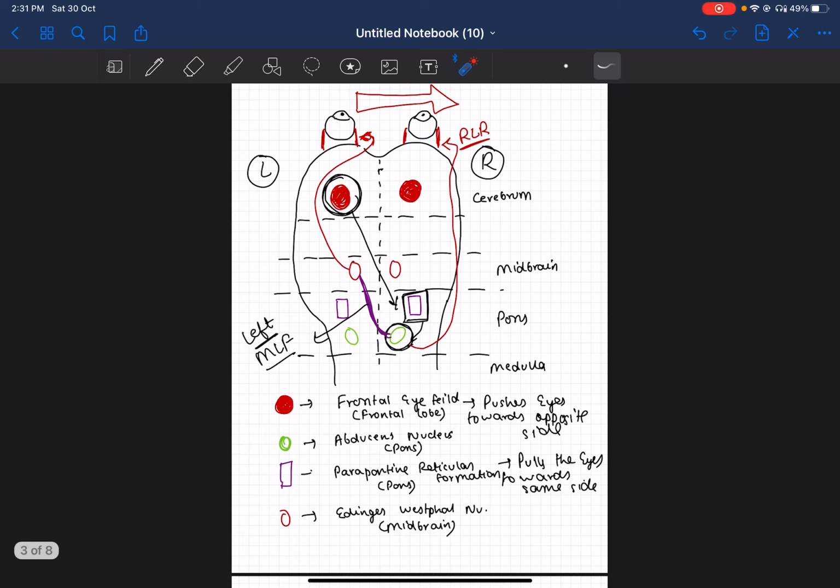Now you see the MLF, or the medial longitudinal fasciculus, is highly myelinated because we want that when the right eye is abducting, the left eye should adduct at the same time, and for this coordination it requires speed, okay, and for speed the MLF is highly myelinated.